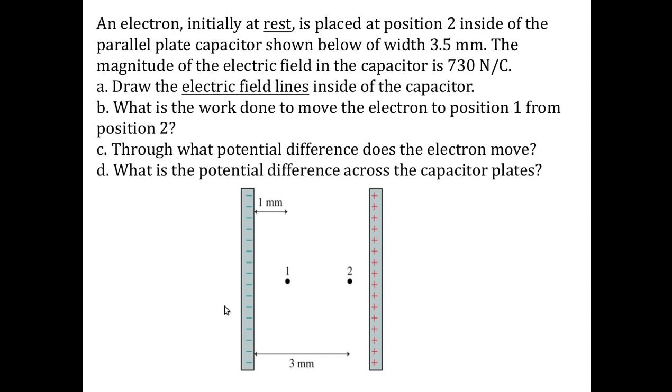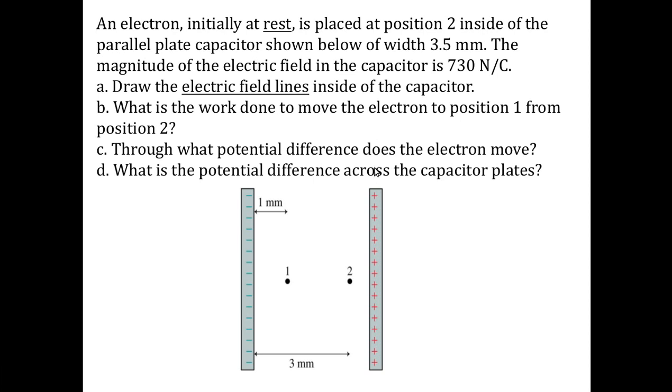Right? If you did this problem and you said this was negative 3.5 millimeters and this was 0, you got a negative potential. That's perfectly acceptable, right? It all just depends on your coordinate system. Okay, but again, my convention is that I like to have a positive potential difference. So I pick this to be my final, this to be my initial.